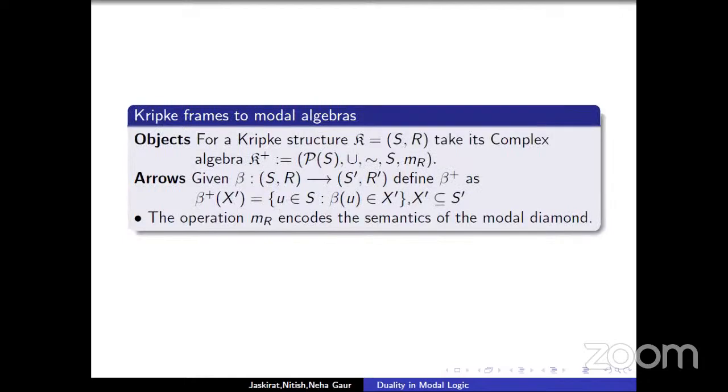So if we take the class of all Kripke frames with the morphisms, like in the categorical sense, then we have this functor actually.